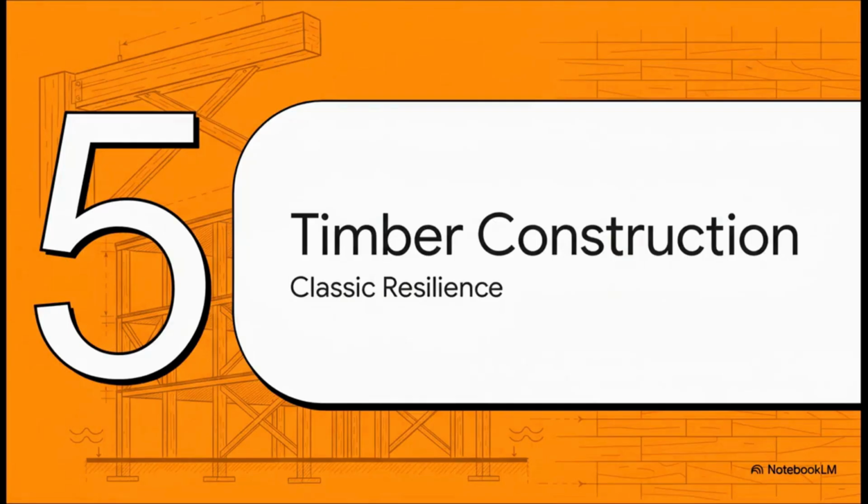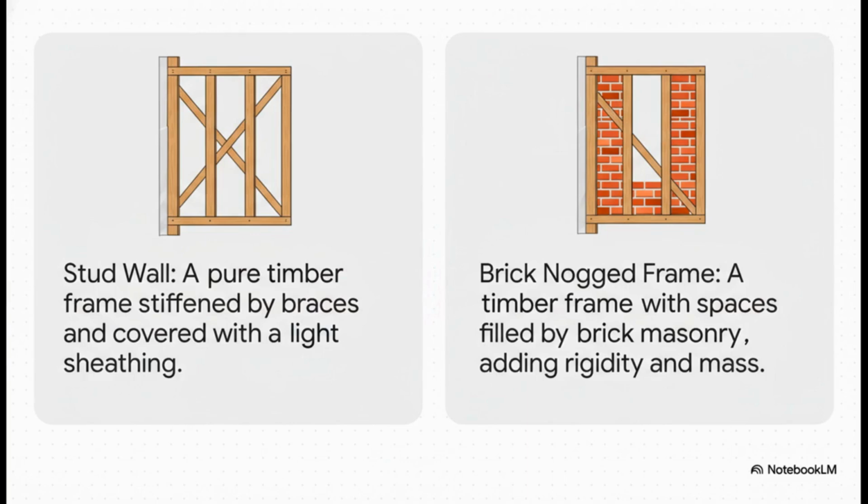And finally, let's touch on one of the oldest and, in some ways, most naturally resilient building materials out there, timber. Its high strength-to-weight ratio is a massive seismic advantage. Remember our very first principle, lightness? But that natural advantage is completely wasted unless the structure is properly framed, braced, and anchored so that it's rigid. The code details two common ways to do this.